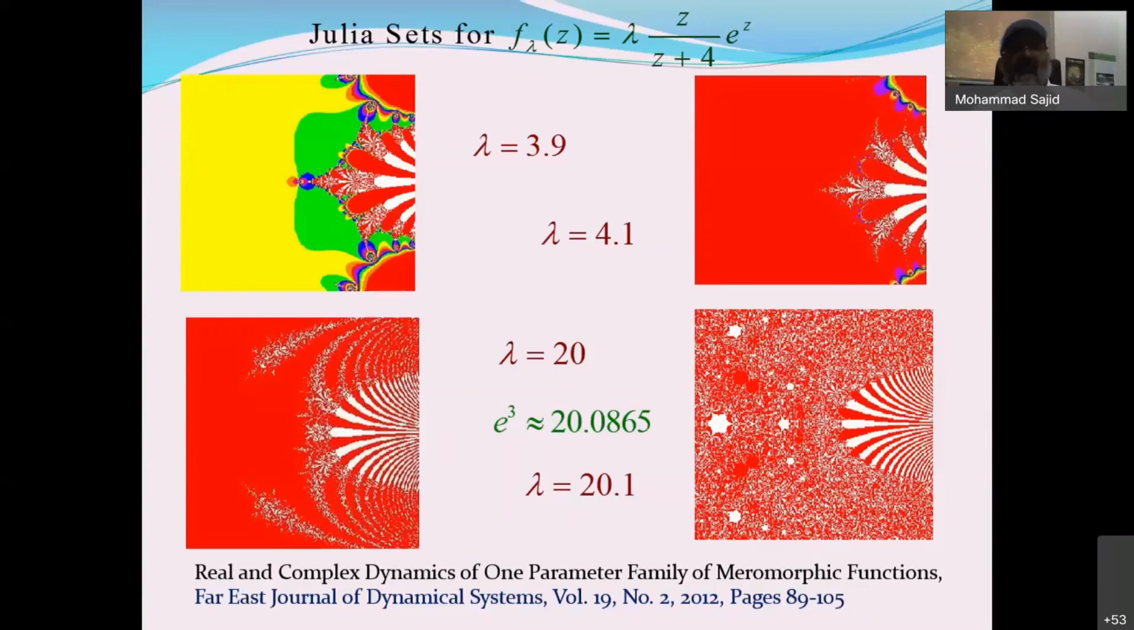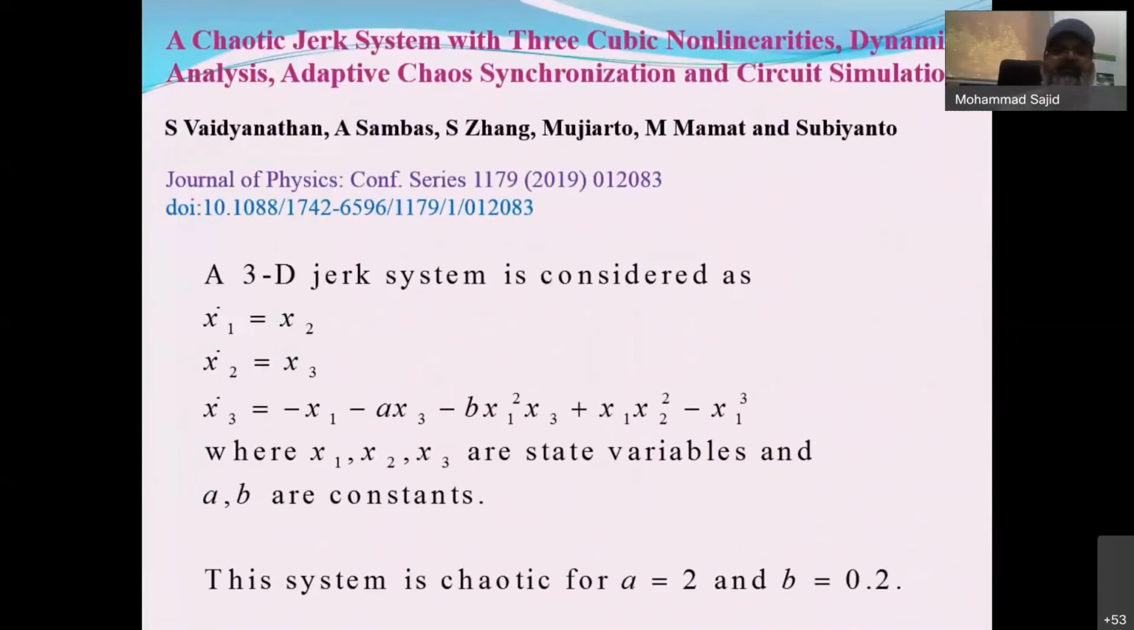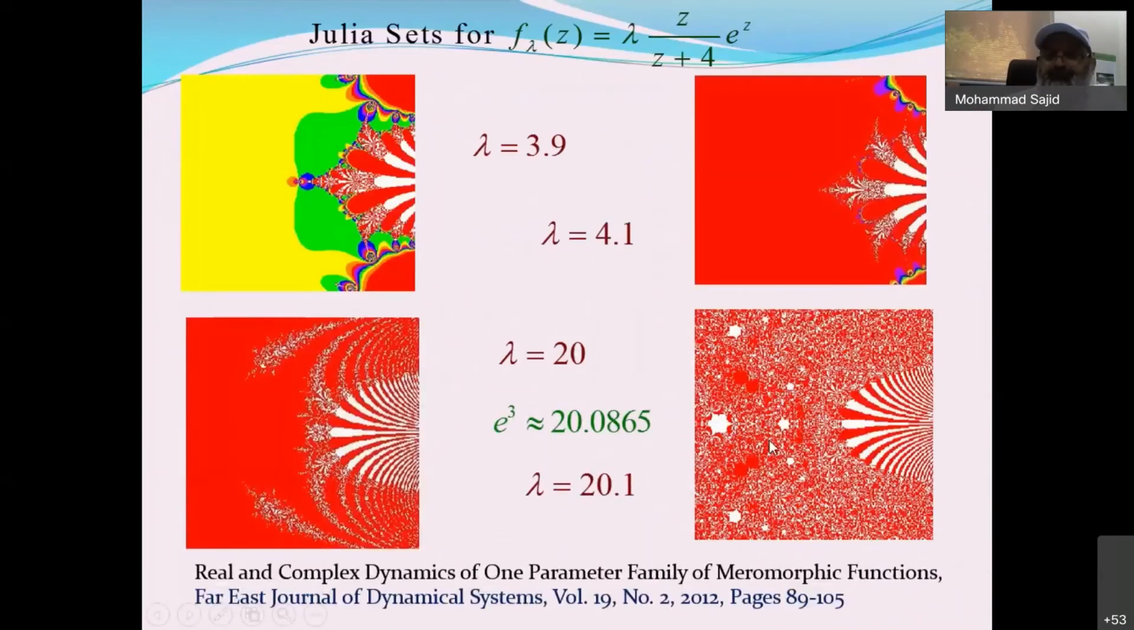So now we go on to the next one: a chaotic jerk system with three cubic nonlinearities. Dynamical analysis, adaptive chaos synchronization and circuit simulation have been done. This was published in 2019, and these are the authors.